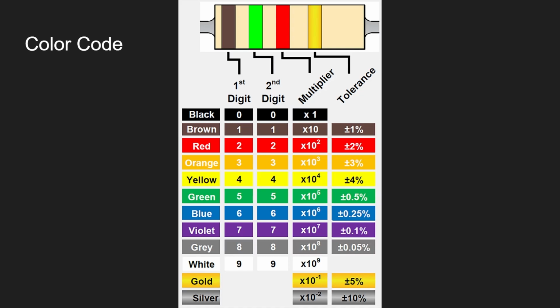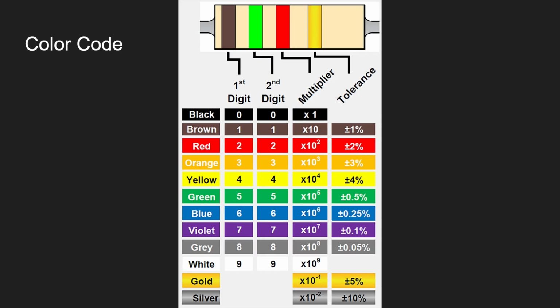The first two are digits, and the third one is the multiplier. How many zeros are we multiplying by? White is 9 zeros. So you can think it is 0 to 9, 0 to 9. This is also 0 to 9, just 10 to the power 0. And this is 10 to the power 9. They're just the same. Okay?